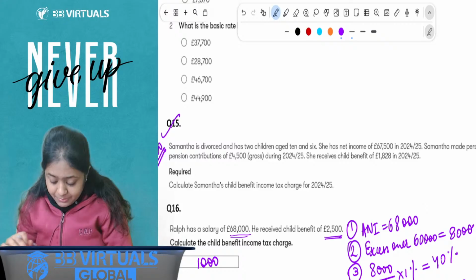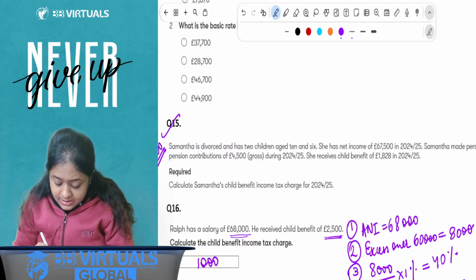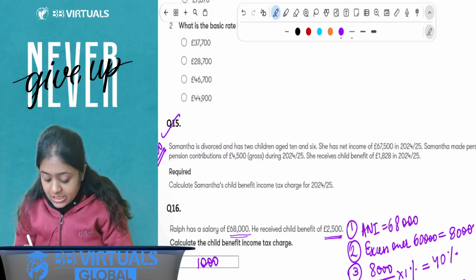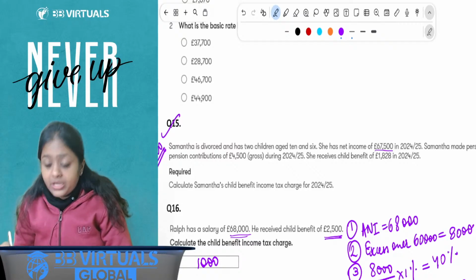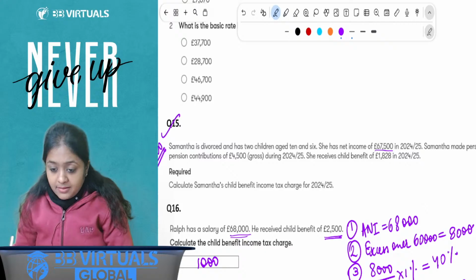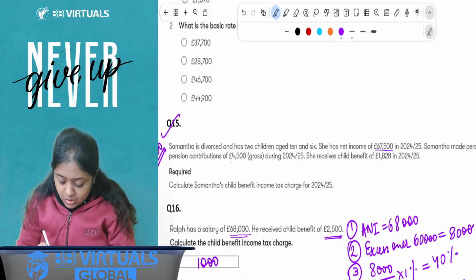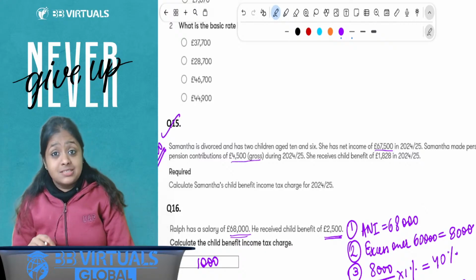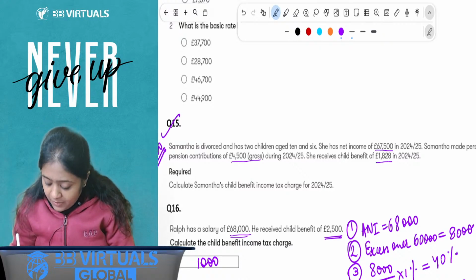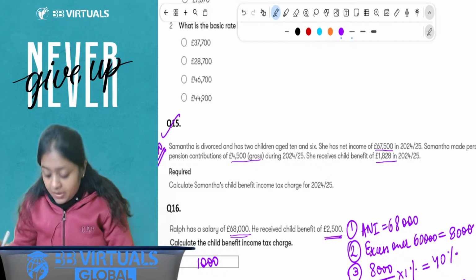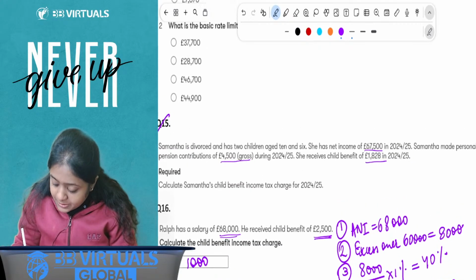One more example. Samantha is divorced and has two children aged 10 and 6. She has a net income of 67,500 in 24-25. Samantha made a personal pension contribution of 4,500 gross. It is given to you; for ANI, I need it. She received child benefit of 1,828. What is the child benefit charge? Again, let's do the steps.